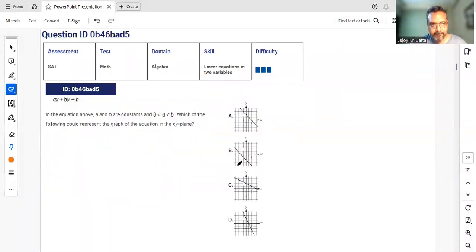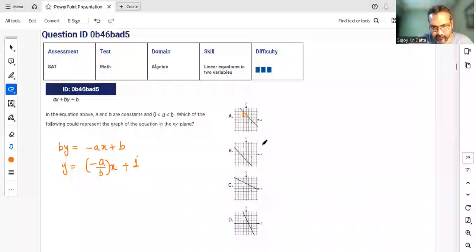Let's go on to the next one. So you're saying ax plus by is b, where a and b are constants and so on. Which of these could be the graph of the equation? If you reorganize this, we have by equals negative ax plus b. So y would be negative a over b times x plus 1. That means the y-intercept is going to be 1. So the y-intercept is 1 here. Okay, it is 1 here, possible.